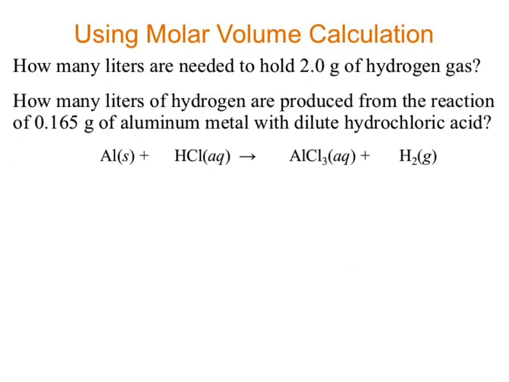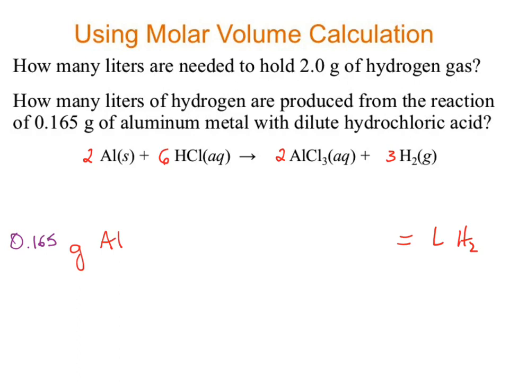Exciting. So, the other thing we can go through and do: how many liters of hydrogen are produced from the reaction of 0.165 grams of aluminum metal with dilute hydrochloric acid? See what you can come up with in 4 minutes. Okay, so if we look at the question, as we stated but didn't record, we should assume it's at STP to solve this one.